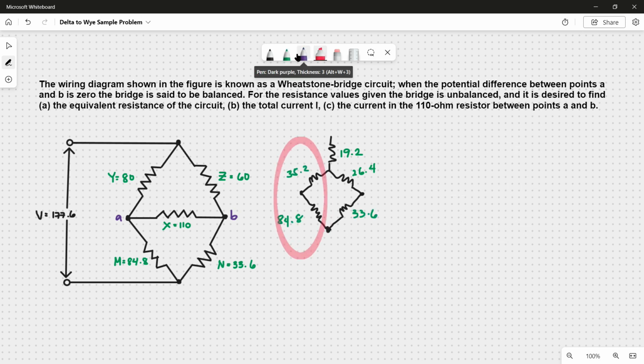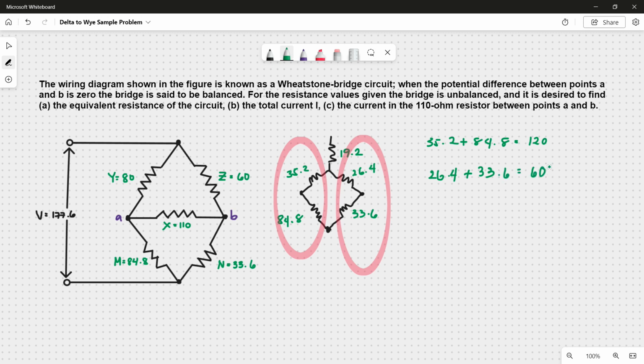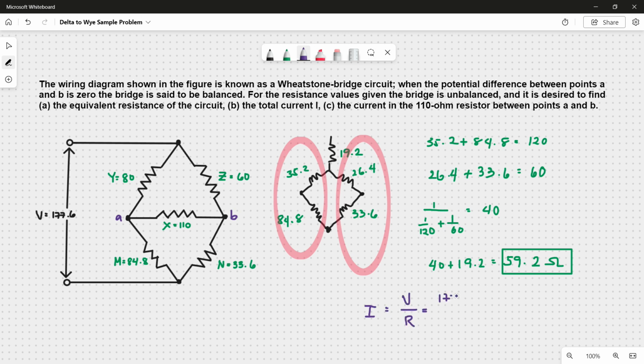Joining the resistors in series, 35.2 plus 84.8 is equal to 120. And 26.4 plus 33.6 is equal to 60. Now joining the resistors in parallel will give us 40, and adding it to 19.2 will give us 59.2 ohms. The total current is now I is equal to V over R. So that's 177.6 divided by 59.2, equal to 3 amps.